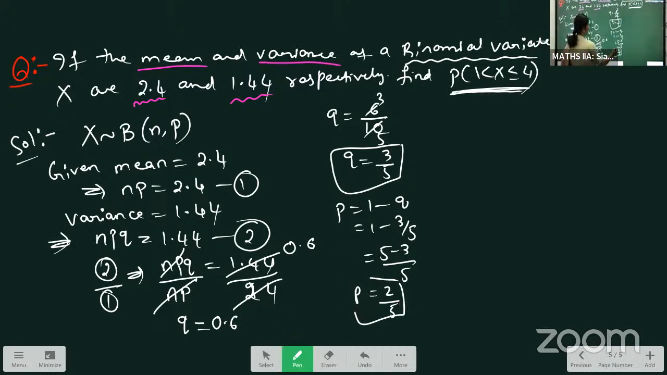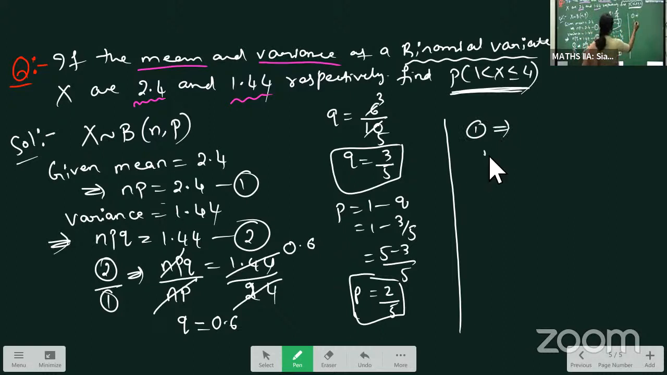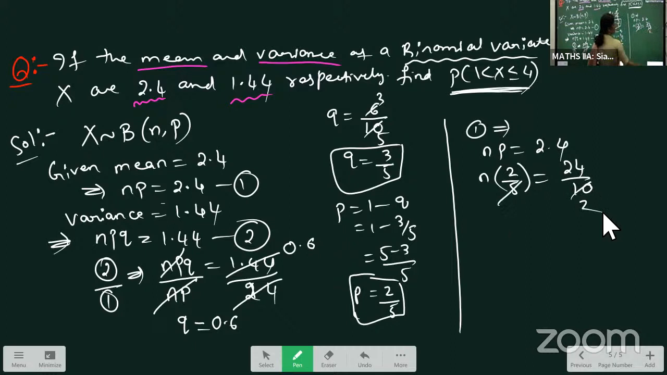Q we got. Now immediately we have to find out N. Go to equation 1 and substitute. What is our equation 1? NP is equal to 2.4. N we don't know. P value we have, 2 by 5, is equal to 2.4. Write it as 24 by 10. Simplify: 5 1s are 5, 2 2s are 4... we got N is equal to 6.